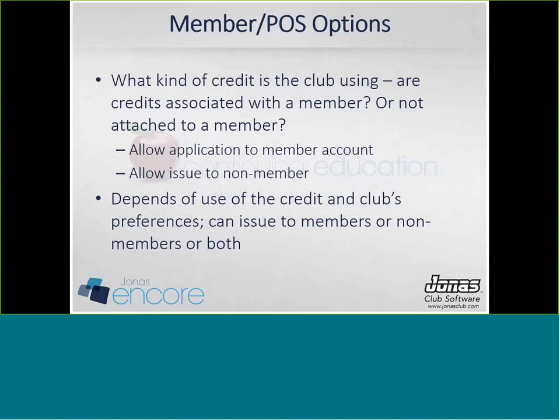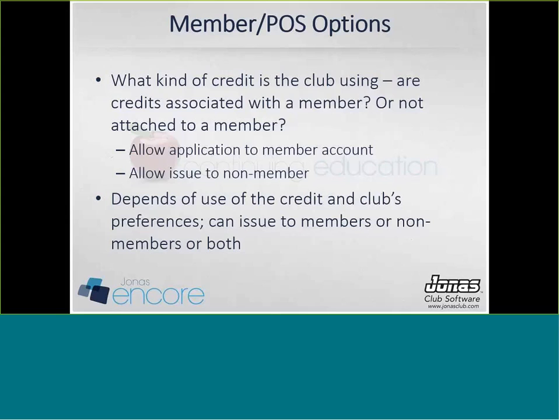What kind of credit are you issuing when you're issuing club credit? Is it associated with a member or is it a non-member credit? We can either apply it to a member account, which means that we would attach a member name to the instance of credit, or you can allow it to be issued to a non-member, in which case there is no name associated with it. The neat thing about allowing it to apply to a member account is that you can now track that balance with a member's name. You can look up on their member inquiry or at point of sale and see how much credit they have because it's associated with them.